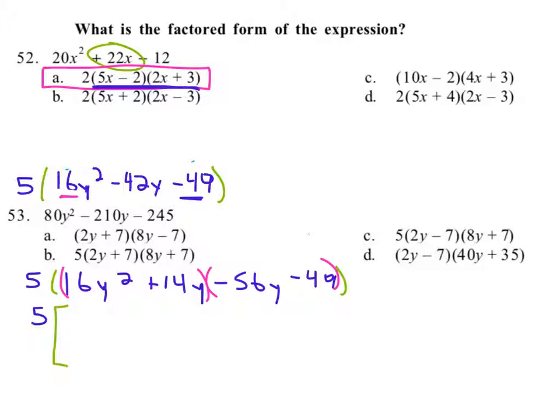What can we factor out from 16y squared and 14y? We can factor out a 2y from each one. And if we divide 16y squared by 2y, we get 8y. If we divide 14y by 2y, we get plus 7. Okay, what can we factor out of negative 56y minus 49? Remember, if the first term is negative, we need to factor out a negative. Those are both multiples of 7, so we're going to factor out a negative 7. What do we get left inside? We get a positive 8y and a positive 7.